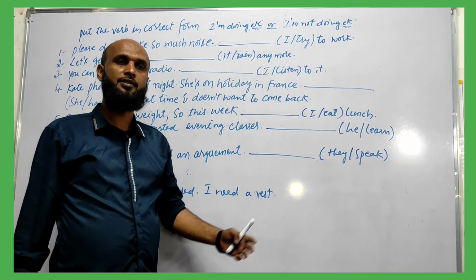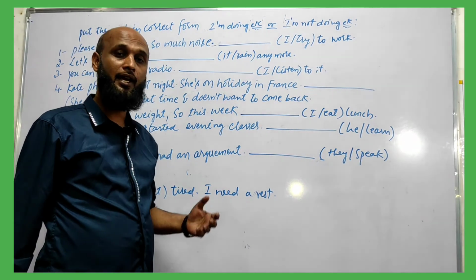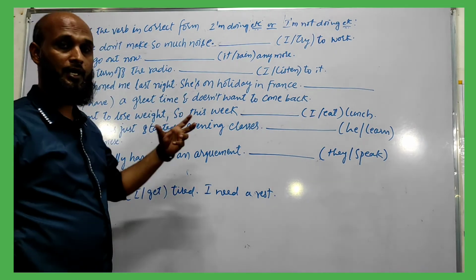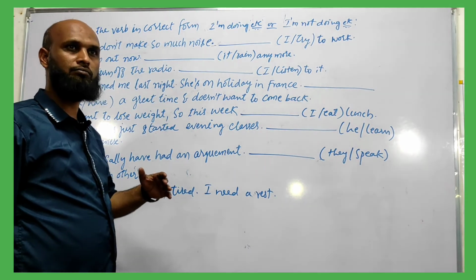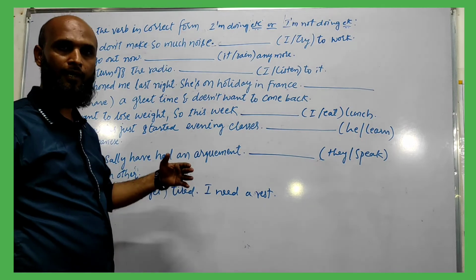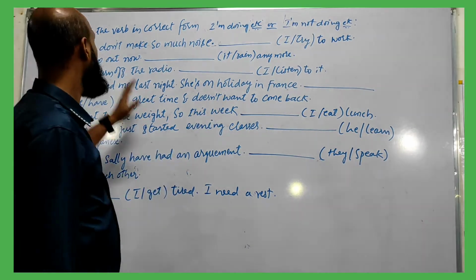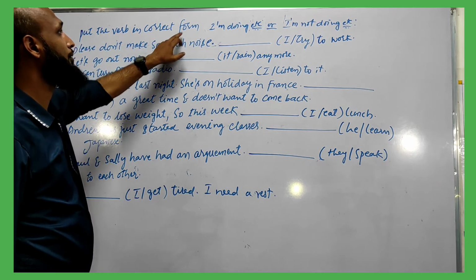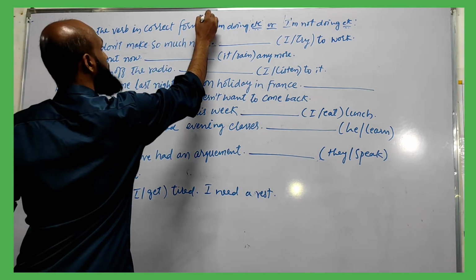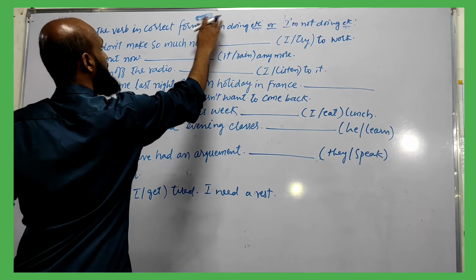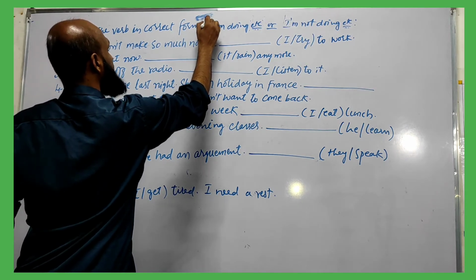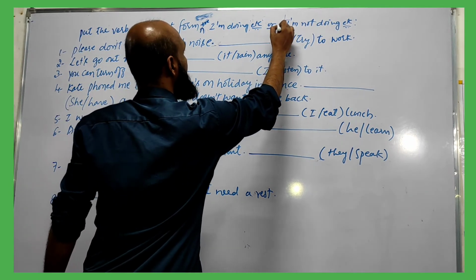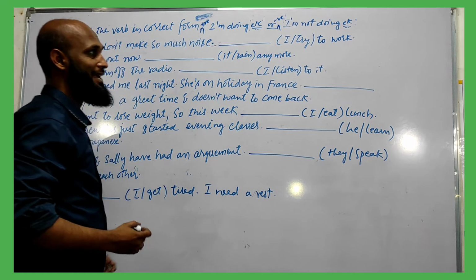Now we have completed present continuous. Now let's check how much we have understood present continuous. Alright, I'm going to take a small test so that you can check how much you have understood this topic. Now the heading says, put the verb in correct form. Use positive, I'm doing, etc., or negative, I am not doing, etc.